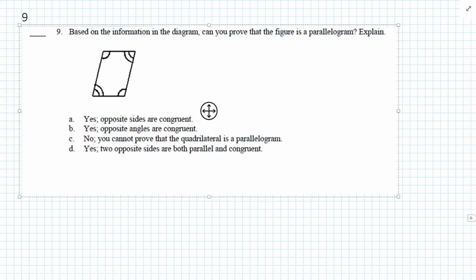9. Based on the information in the diagram, can you prove that the figure is a parallelogram? Explain. Yes, what we can tell is opposite angles are congruent. So B.